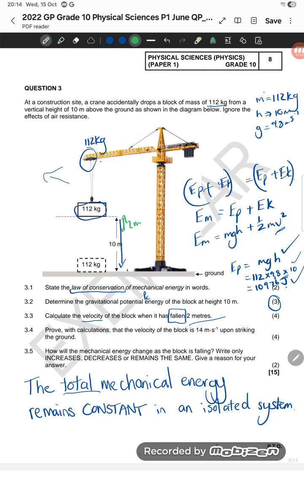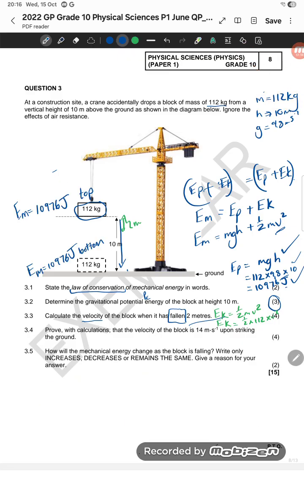2 meters. So I've got kinetic, because it's moving, is equal to half mv squared. Cool. Velocity squared. So kinetic energy is going to be equal to half, and the mass is 112 times velocity squared. But I don't know my EK first. I need to find my EK. Okay, so let me just make some space.